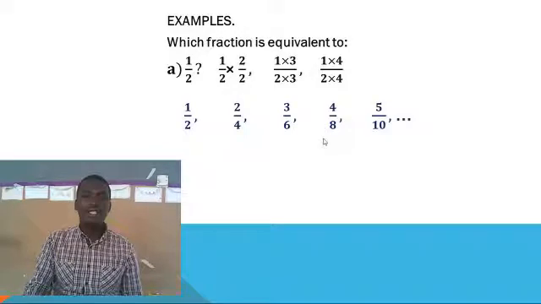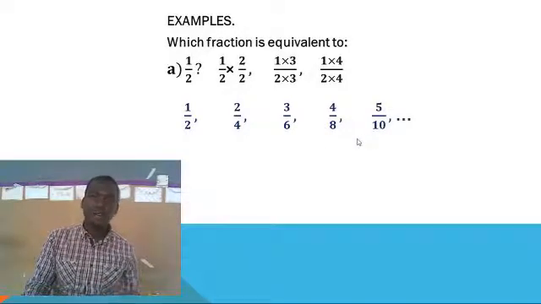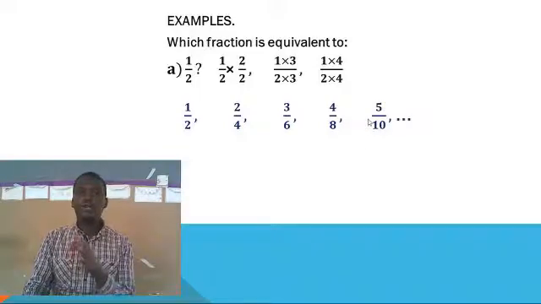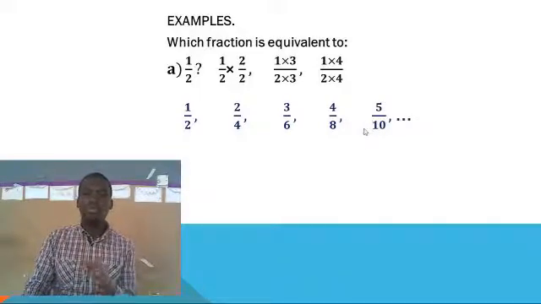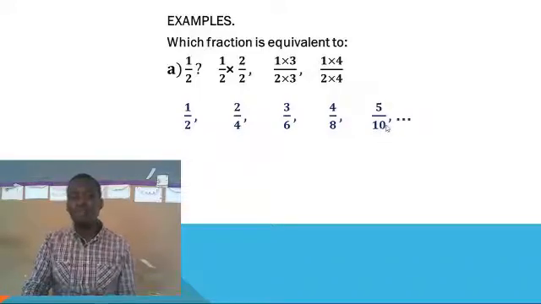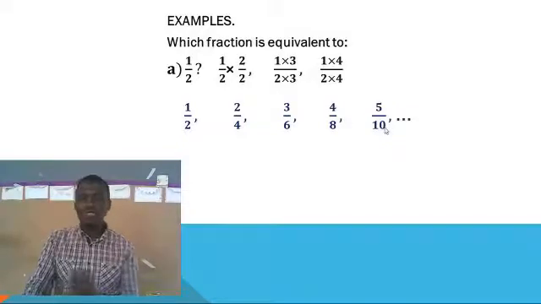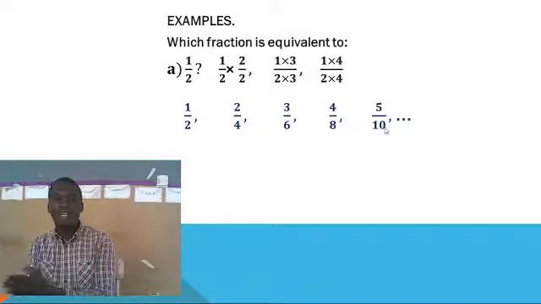4 out of 8 is equivalent to half. 5 out of 10 is equivalent to half. That one I've not shown. That is the same as 1 times 5 out of 2 times 5, which gives me 5 out of 10. The next one will be 6 out of 12, the next one will be 7 out of 14. It is continuous multiplication using the counting numbers.